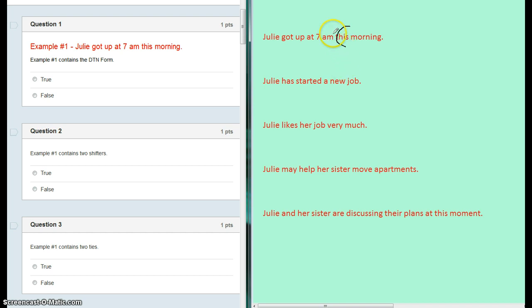This morning is an end shifter. Julie got up at 7 a.m. At 7 a.m. is another end shifter. I could say it's 7 a.m. Julie got up this morning. I can change them all over the place. Let's get our two X word places.